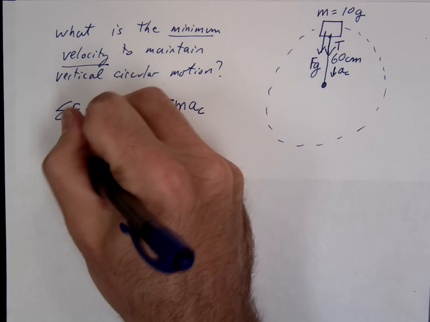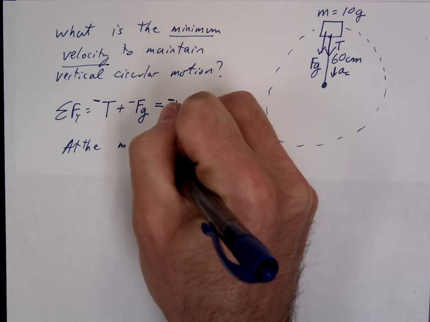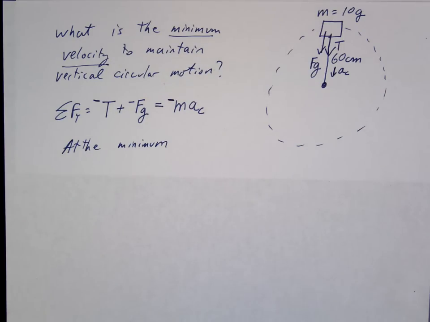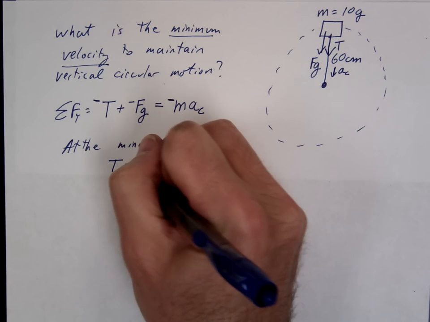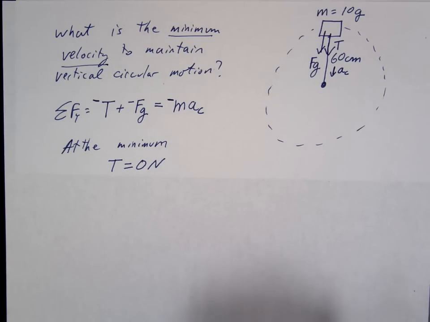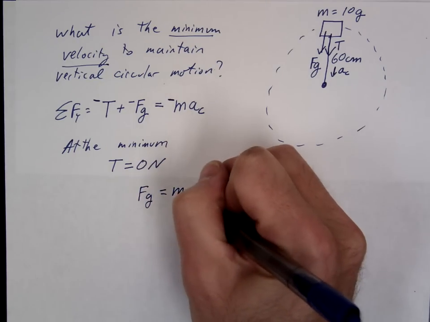So let's write it like that. At the minimum, those of you in calculus or pre-cal, have you talked about limits yet? It's kind of like the limit as it approaches 0, right? And so it's going to be 0. At the minimum, tension is 0. So it's barely making it around. There's going to be no tension in the string at all. So notice what happens to our equation then. Fg equals MAC.